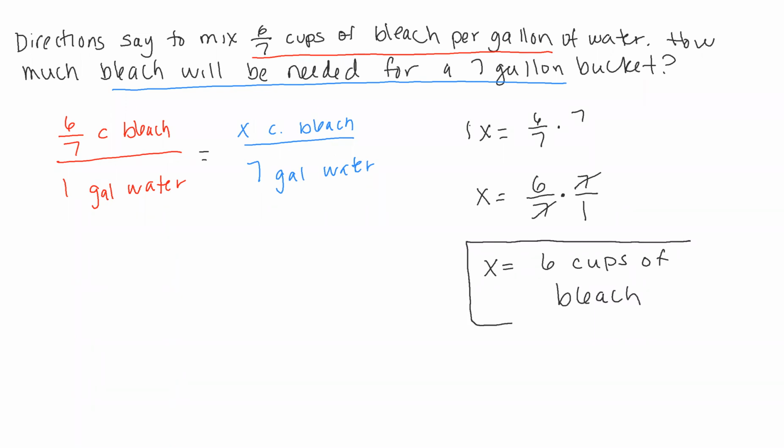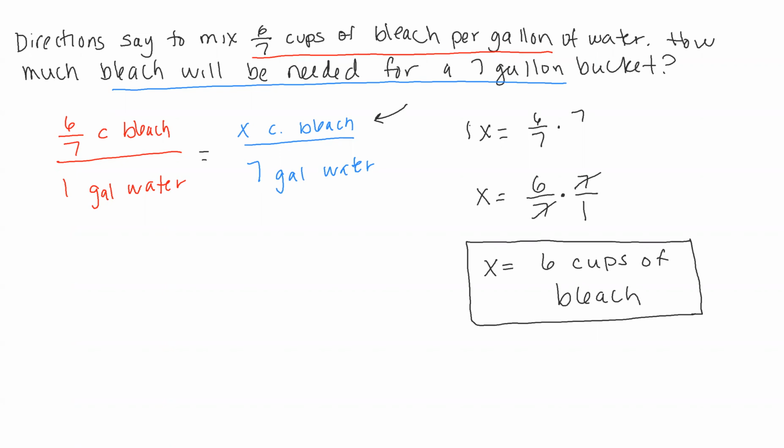Okay, remember, no naked answers. All answers when you're dealing with word problems need to have a unit or an explanation. And in this particular case, X was the number of cups of bleach that would be needed for a 7-gallon bucket of water. It's that simple. The hard part, which isn't even really that difficult here, is setting up the proportion. Once you have the proportion set up, everything's pretty easy to solve.